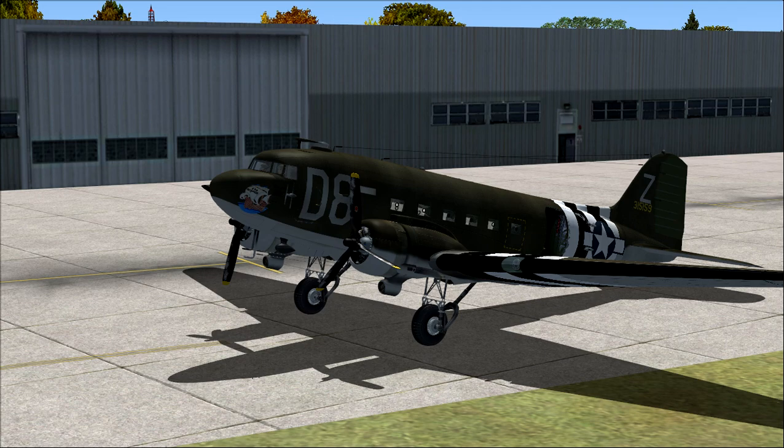Today we are featuring the Douglas C-47 Skytrain from Just Flight. Now I'm aware this is a payware model and there's a very decent freeware model for Flight Simulator X and P3D by Manfred Jan and the other great members over at Sim Outhouse.